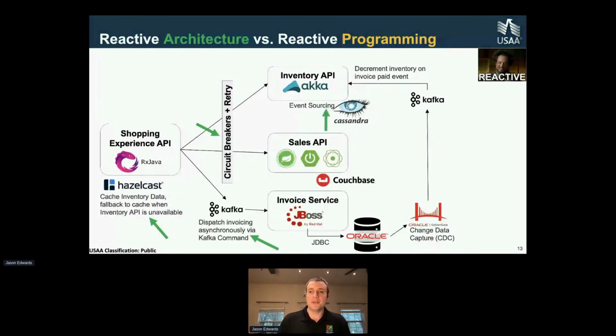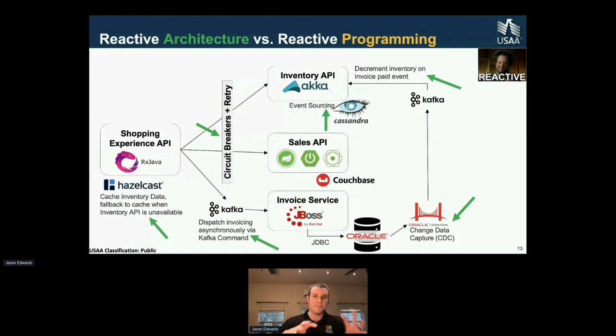And then up here on our inventory API, we're using event sourcing. I'd say event sourcing kind of blurs the line. It's a little bit of a reactive architecture thing, but it also affects the lines of code that you're writing. So I think it's also a little bit of reactive programming. And then finally over here, our invoice service is integrating up with our inventory API. So somebody pays their invoice and we decrement the inventory. We're using change data capture and again, using Kafka events to do that integration.